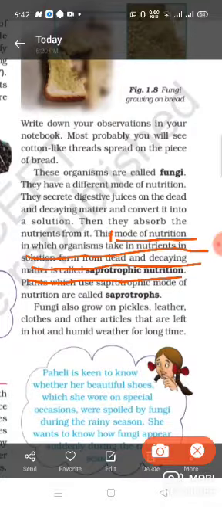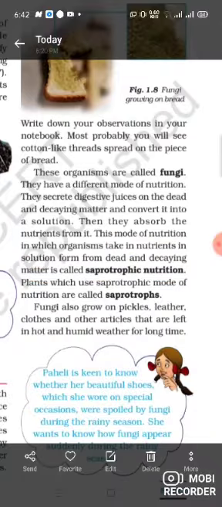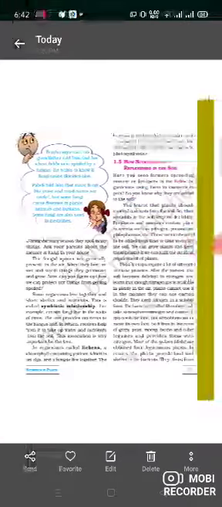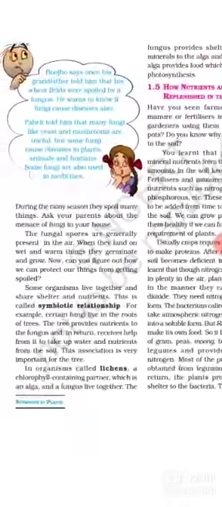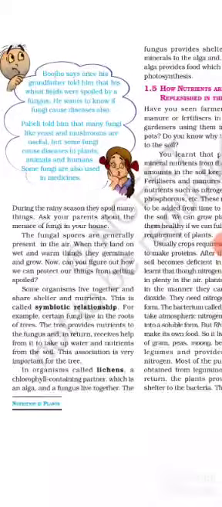Okay, now fungi also grow on pickles, leather, clothes and other articles that are left in hot and humid weather for a long time. In this rainy season which is going on, we can easily see fungus on pickle, old clothes and leather shoes, etc. Now friends, during the rainy season they spoil many things. Ask your parents where you are seeing fungus in your house.